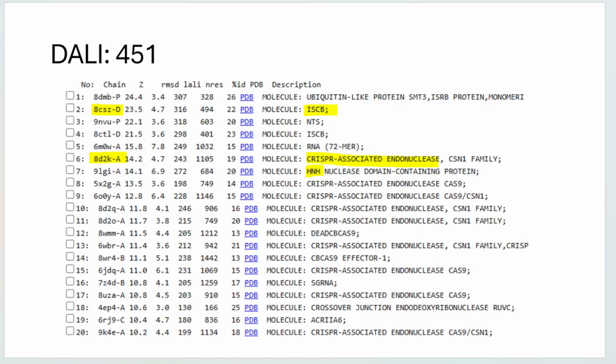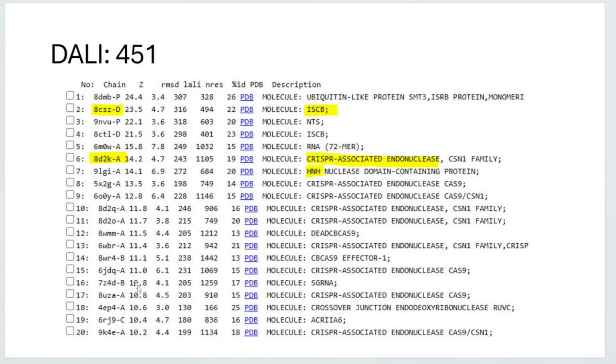So with DALI 5.4, when I structure searched 451, it actually figured out that it had a pretty close comparison to 8CSZ, which is the model protein that I was using. I was like, damn, that's the kind of accuracy we're talking about. So this is why I wanted to use DALI very early on. You can see it also finds a H&H. It even finds an sgRNA at the bottom there at 16 here.